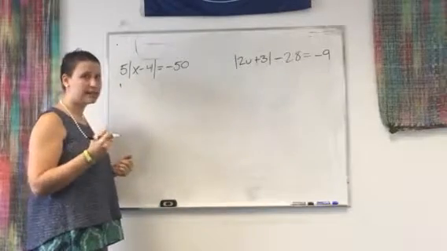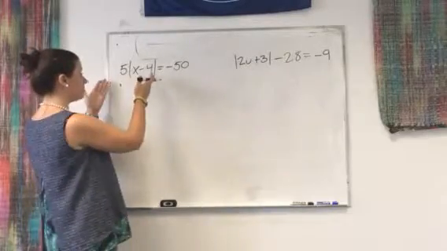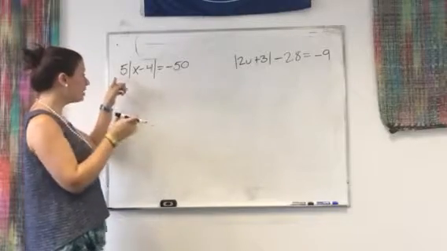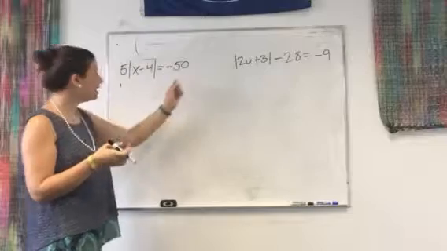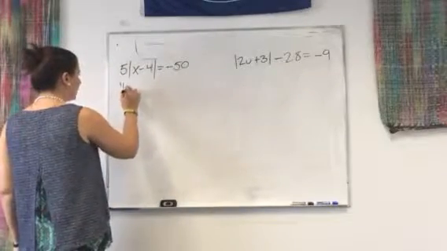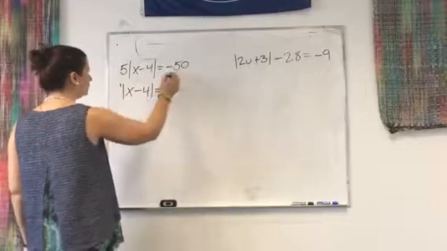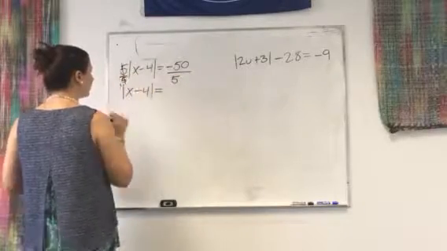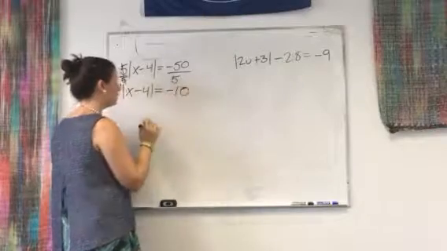Remember, always get the absolute value on its own. So if we look at this one, the thing that makes the absolute value not be on its own is the 5. Do not ever multiply the 5 into the absolute value. Divide it to the other side. So that means we have the absolute value of x minus 4 is equal to, dividing by 5, negative 50 divided by 5 is negative 10.